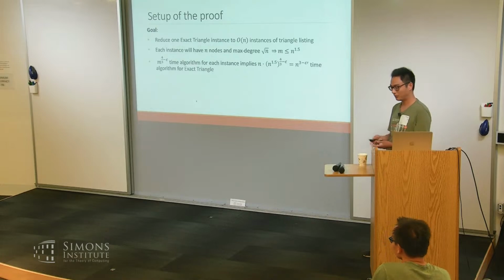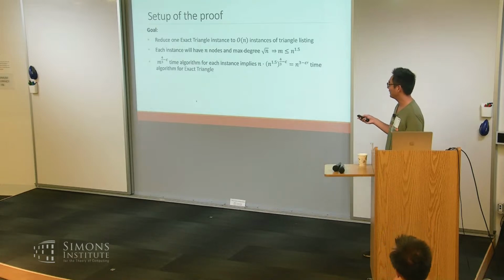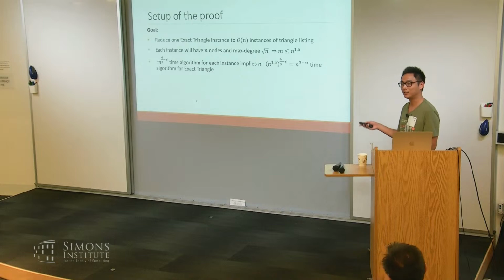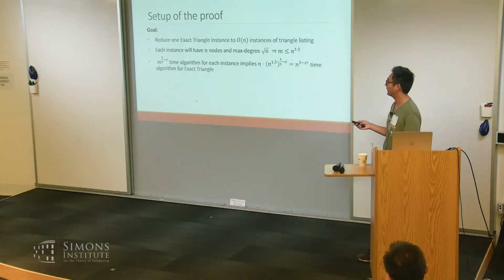But thank you. Yeah, so the randomization comes from the reduction itself being randomized. It's okay in the context of fine-grained complexity.